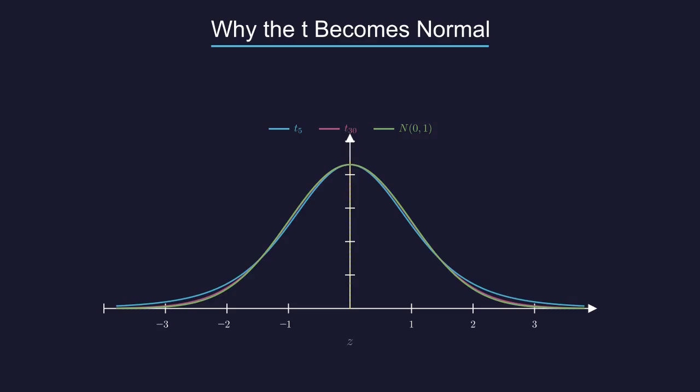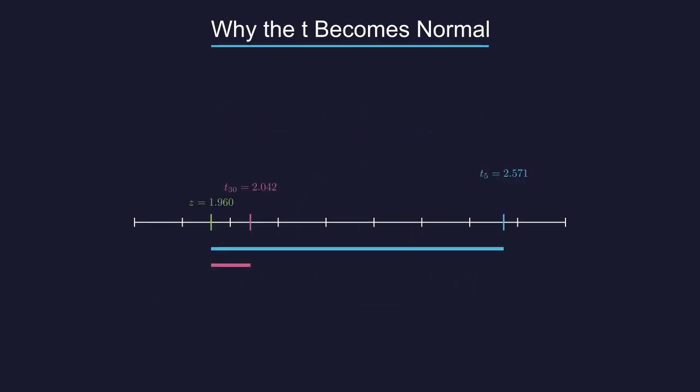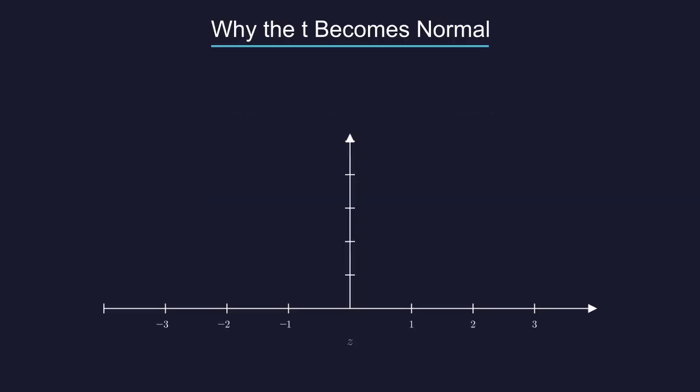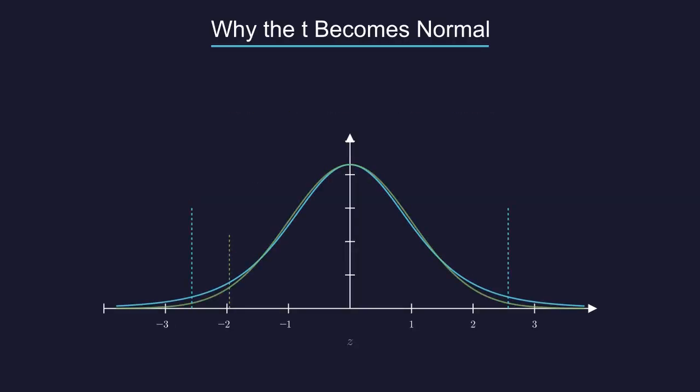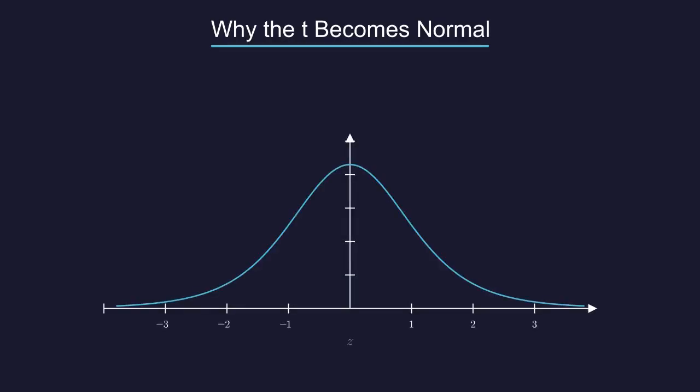Compare two-sided 5% reference cutoffs for df equals 5 and df equals 30 with the standard normal cutoff. The curves are centered together, so the practical question is how much extra tail distance the t distribution requires. At df equals 5, the 97.5 percentile is about 2.571, substantially larger than the normal value 1.96. The heavier t-tails demand a larger absolute statistic for the same two-sided alpha.